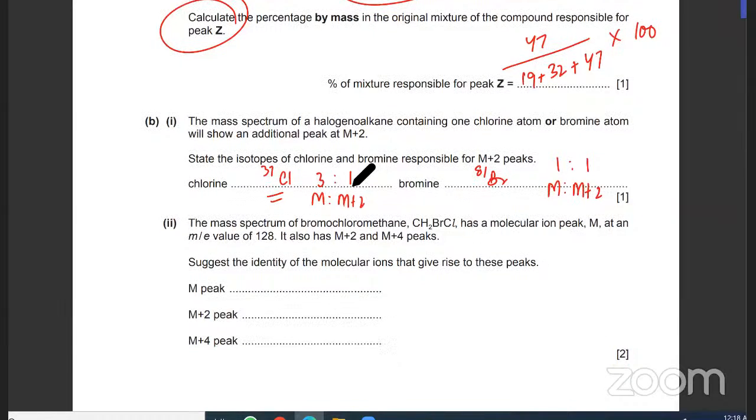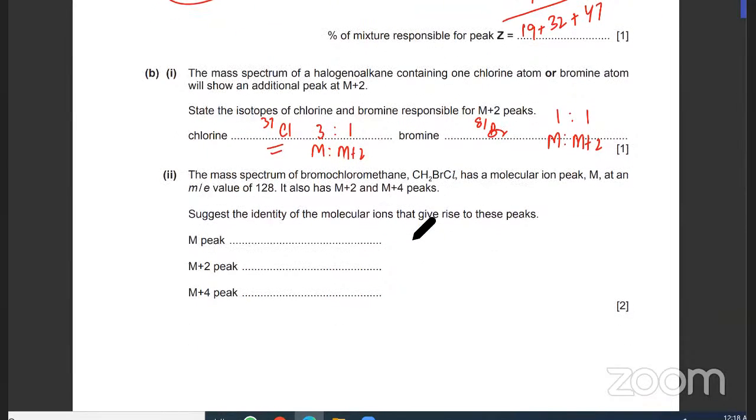The next one is the mass spectrum of bromo. Now, the only thing about this one, about your A2 paper, is that probably you wouldn't get such a direct question. This one is totally targeting mass spectroscopy. Your question would be on something else, but somewhere in between, knowledge about mass spectroscopy would be required. So you probably wouldn't get these kinds of questions directly.